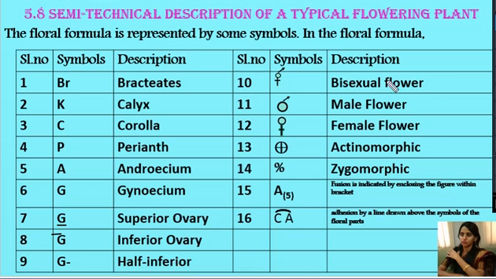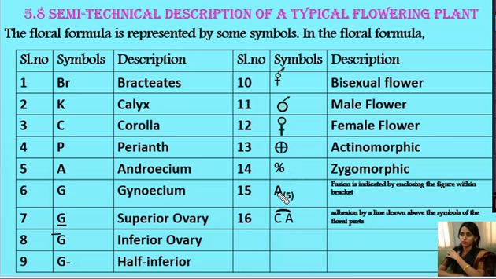Then this symbol represents a bisexual flower. What is a bisexual flower? It consists of both androecium and gynoecium. Then there are unisexual flowers, that may be male flowers or female flowers. Male flowers are represented with this symbol, and female flowers are represented with this symbol. Next, the symmetry of the flower. The actinomorphic flowers are represented with this symbol, and zygomorphic flowers are represented with this symbol.